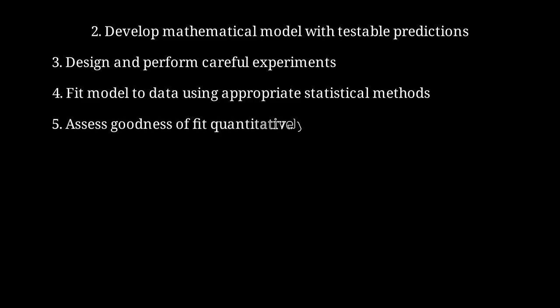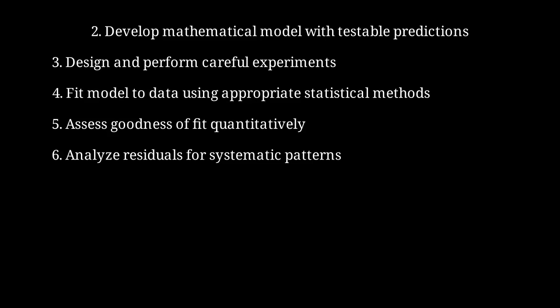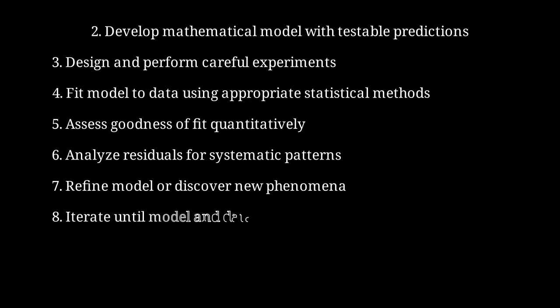Step 5. Assess the goodness of fit quantitatively using metrics like reduced chi-squared. Step 6. Carefully analyze residuals for systematic patterns that might indicate missing physics. Step 7. If discrepancies are found, either refine your model to include additional effects or recognize that you may have discovered something new. Step 8. Iterate this process until your model and data agree within the experimental uncertainties.